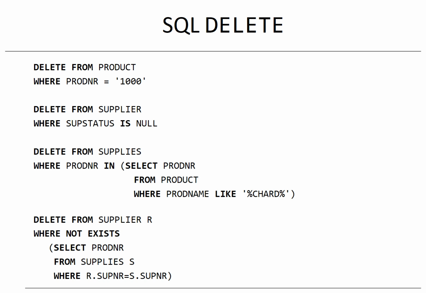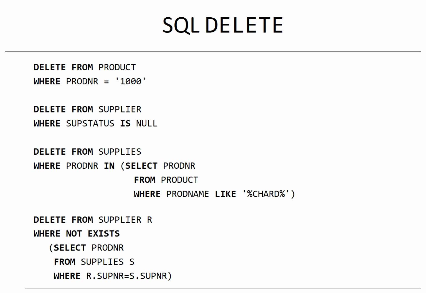The third delete instruction includes a subquery. More specifically, it removes all product numbers from the supplies table of products that have the string heart as part of their product name. Obviously, this will remove the Chardonnay wines in the supplies table.